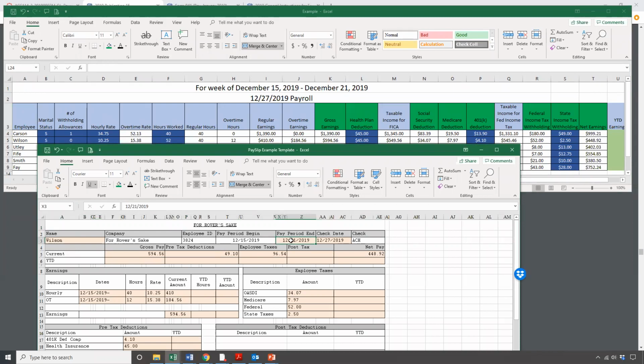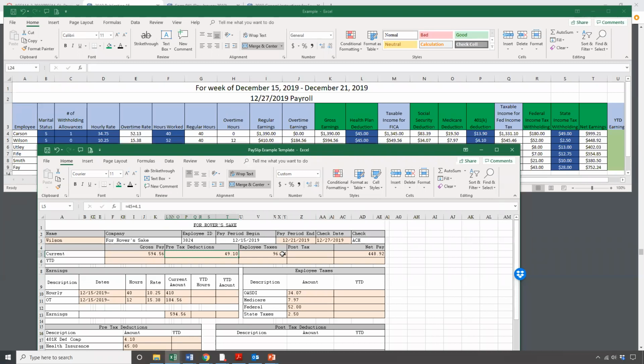This is the pay period. It's 2/21. The pay period end is December 21st. The check date is the 27th. And then the gross pay, you can see it comes right from the gross earnings column right there, $594.56. And then total pre-tax deductions are going to be the combination of the health care plan and the 401k.